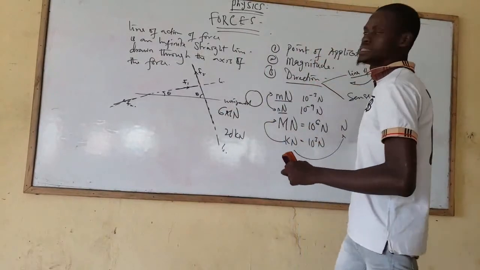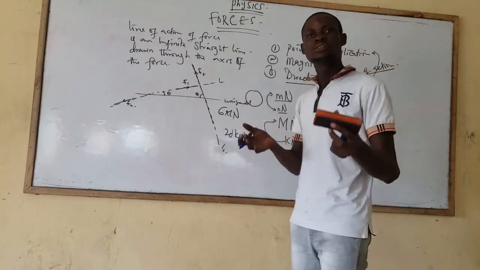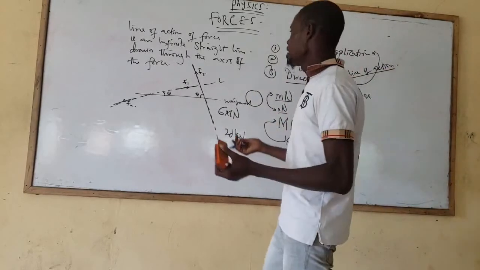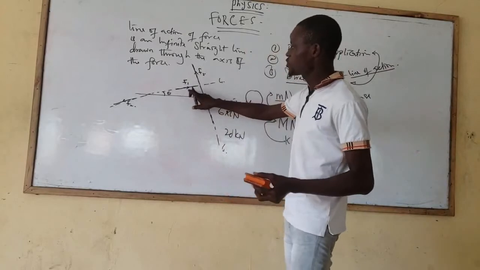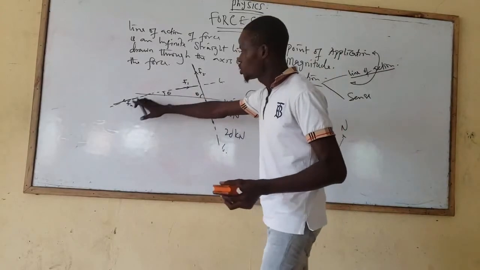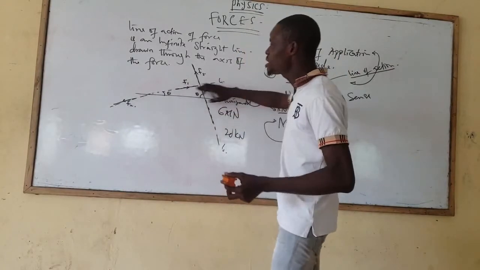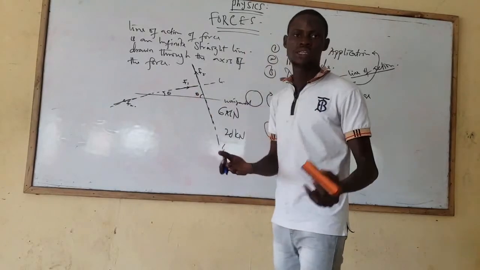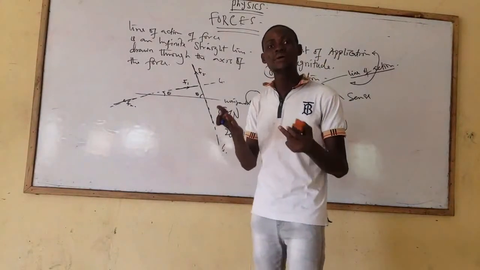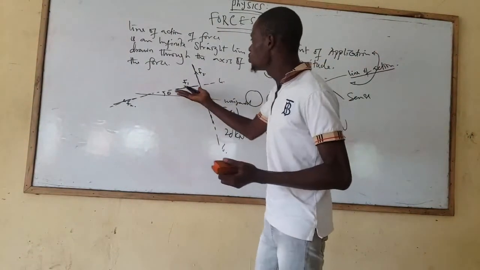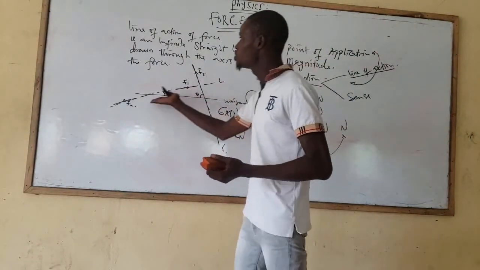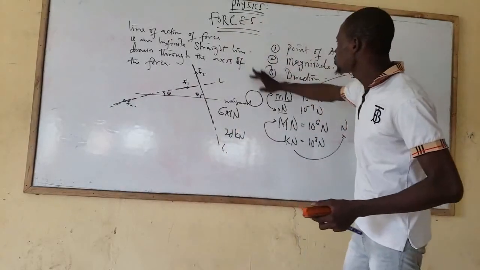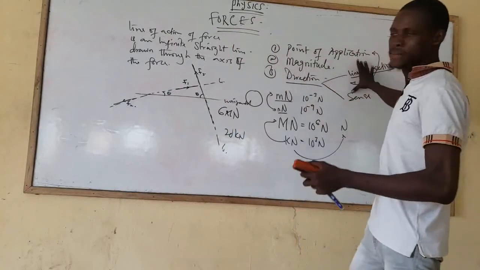Now, what about the sense? The sense is simply represented by the arrow edge of the force. Sometimes two forces, if you check force F1 and force F2, you notice that they are on the same line of action, but their sense is different. Their sense simply means their direction is different. This one is moving towards this direction, while this is moving towards this direction.